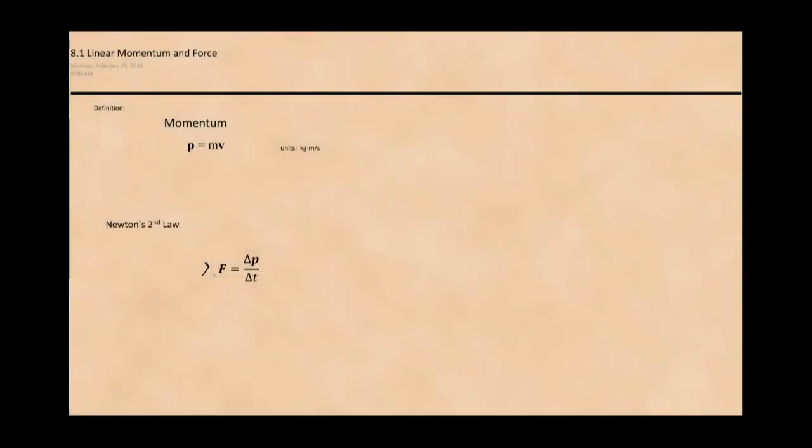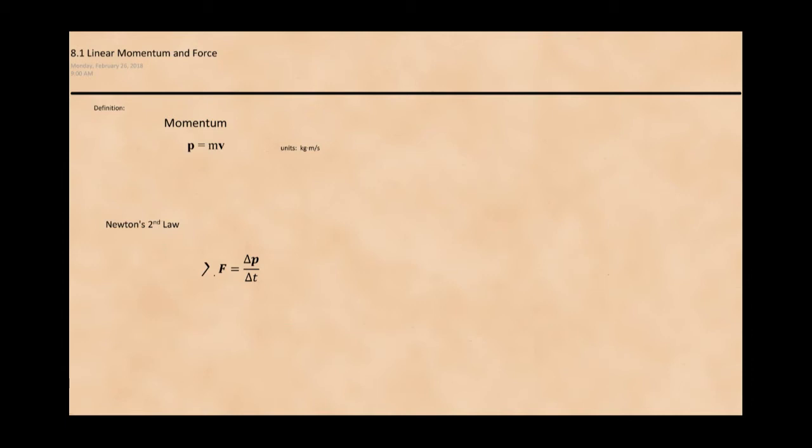Chapter 8, Section 1, Linear Momentum and Force. Momentum is another one of these terms that we use in everyday life, and the way we use it is similar to its definition in physics. We think of a large object moving quickly as having a large amount of momentum, whereas a small object moving slowly has a smaller amount of momentum.